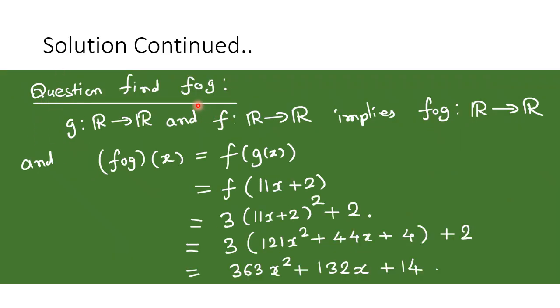Next, to find f composed with g. Now g is a function from R to R, f is a function from R to R. So f composed with g is a function from R to R, and f composed with g of x is f of g(x). So it is f of, I will use the definition of function g, it is 11x plus 2. Now I will apply the definition of function f, that is 3 times this bracket square plus 2. After simplifying, finally we will get f composed with g of x as 363x square plus 132x plus 40.